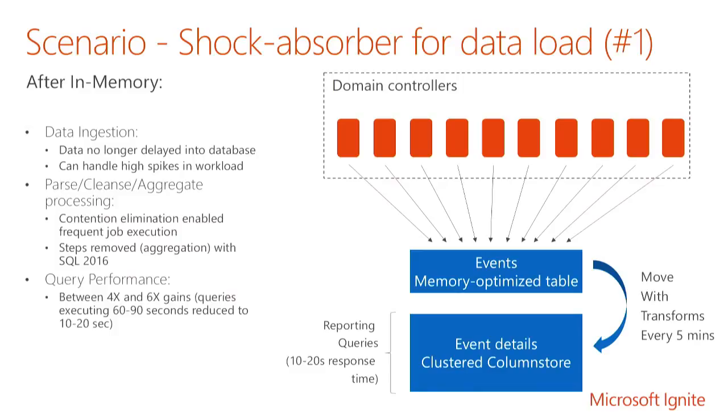I'm just going through, rushing a little bit on this one. So what you see is that they got 4 to 6 times better performance. And now they can run this migration every 5 minutes because they have much less blocking and locking. They can do that much, much quicker. Right, so this is a scenario that is live in production with memory optimized technology in combination with column store.